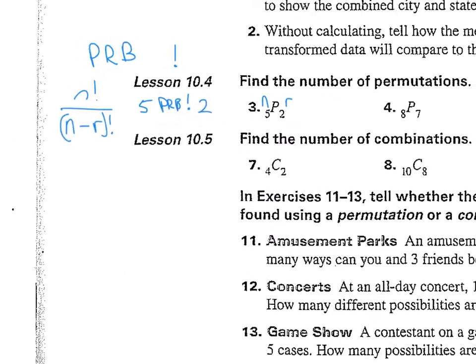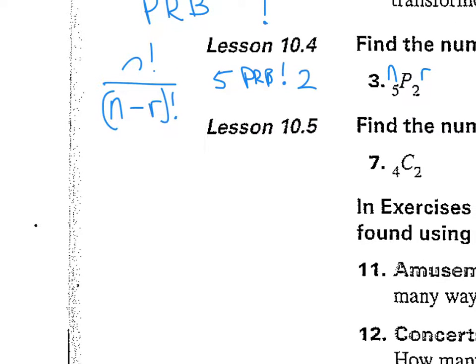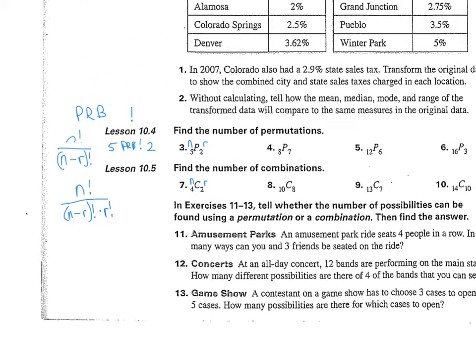7 through 10 are combinations. So real similar, just slightly different. We're just adding a little bit more to our formula. So again, this is your number, this is your r. Now we're going to go n minus r factorial times r factorial. So just one little added piece compared to the permutations up here. Again, if you need help or you're not sure, make sure you ask.